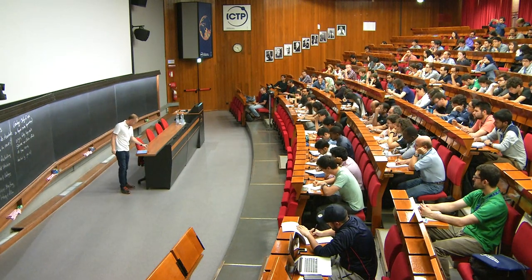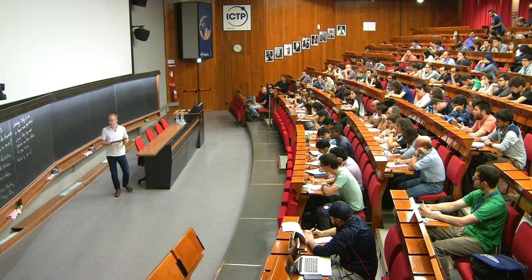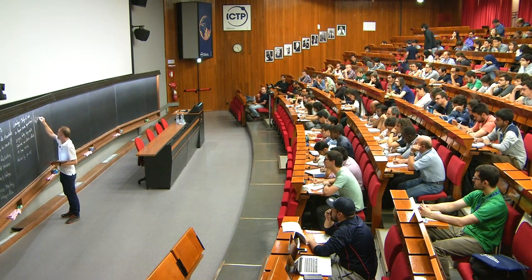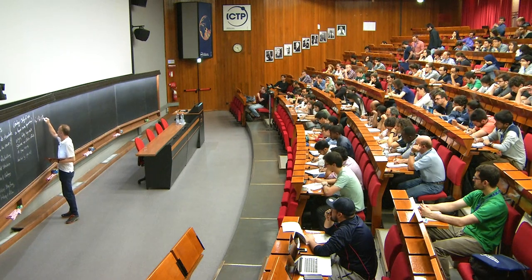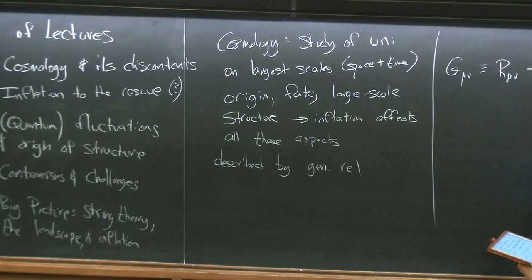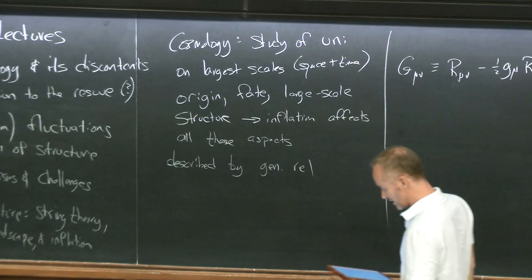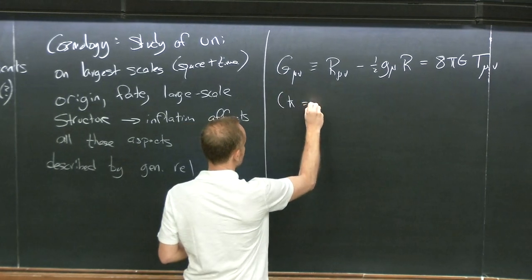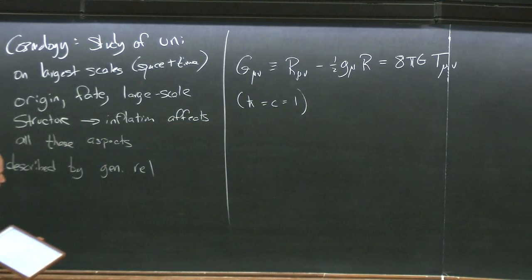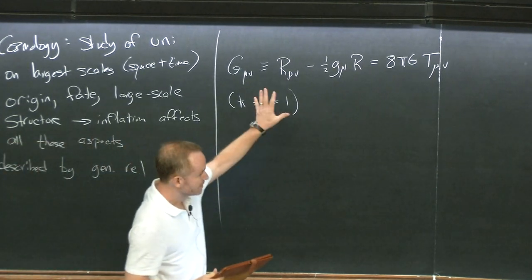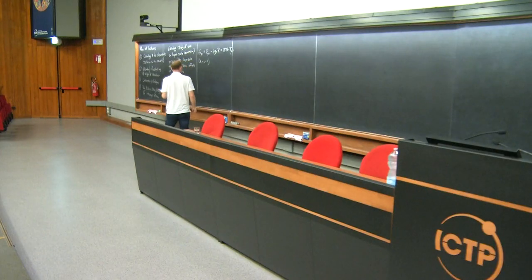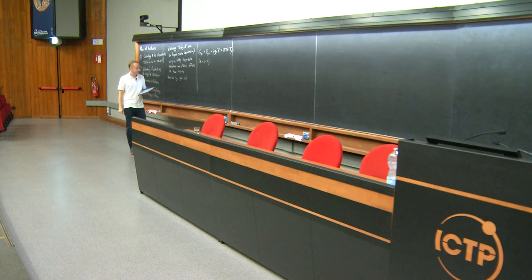So in general relativity, as almost all of you know, one tries to solve Einstein's equations, which take this form. Now, throughout these lectures, I'm going to use units where h bar is equal to c is equal to 1. If you want to restore the units, you just need to analyze the dimensions of the quantities you're looking at and multiply by the right number of powers of h bar and c to get the dimensions right. And there's always a unique way to do that. So you don't lose anything, you just save some chalk.